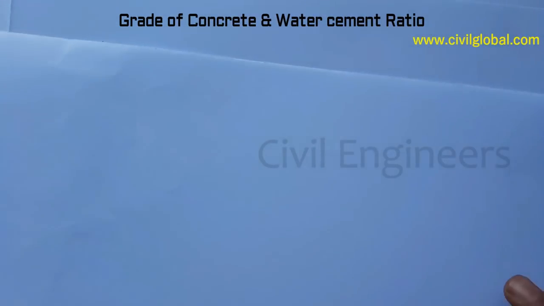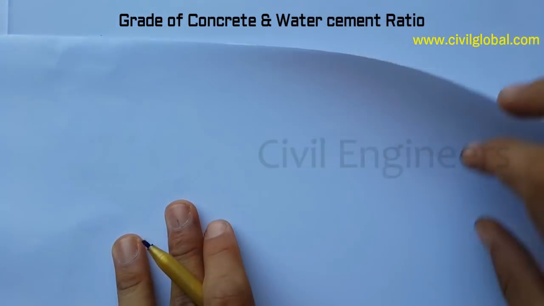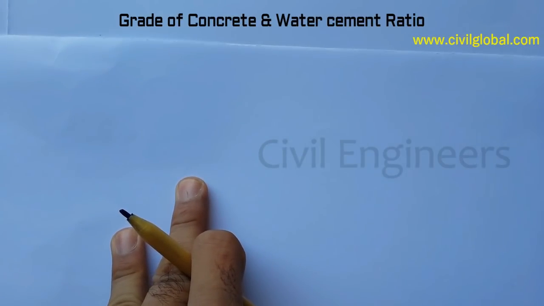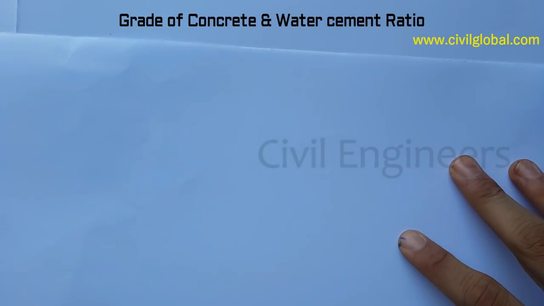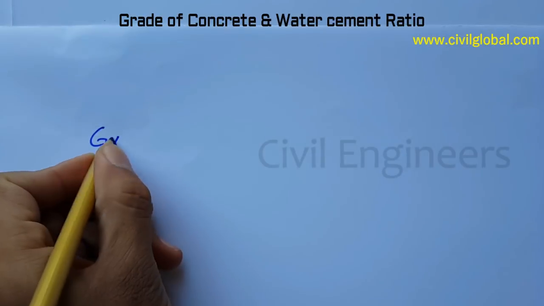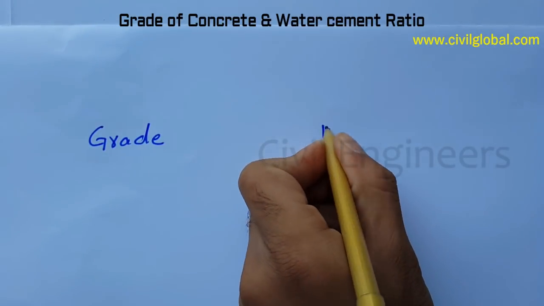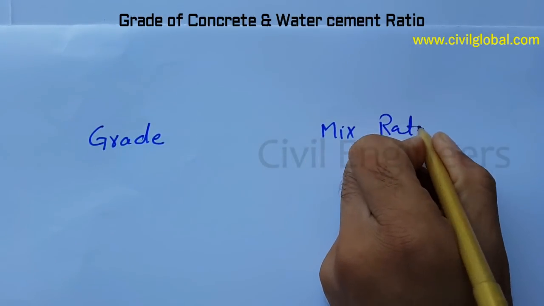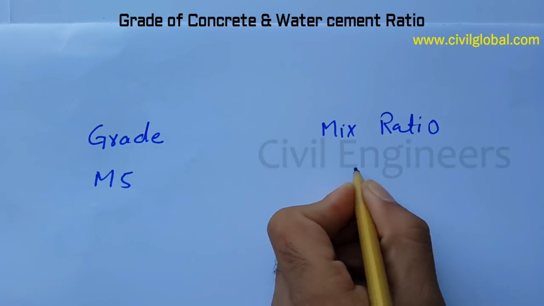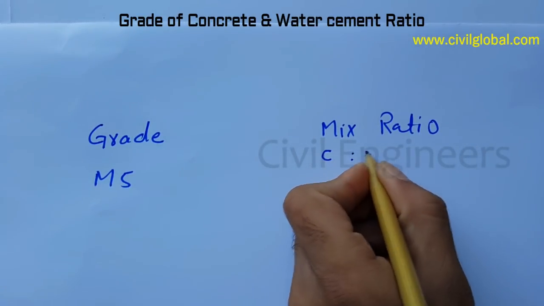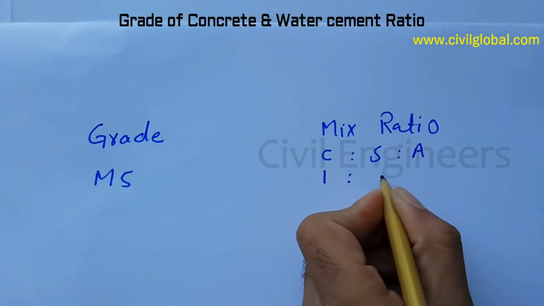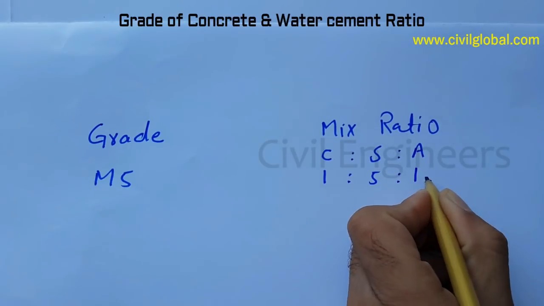First of all, we also need the concrete mix for each grade. In this data, next to grade we can write the mix ratio. The first one is M5. For M5, we take the mix ratio, meaning cement, sand, aggregate: 1 cement, 5 sand, and 10 aggregate.